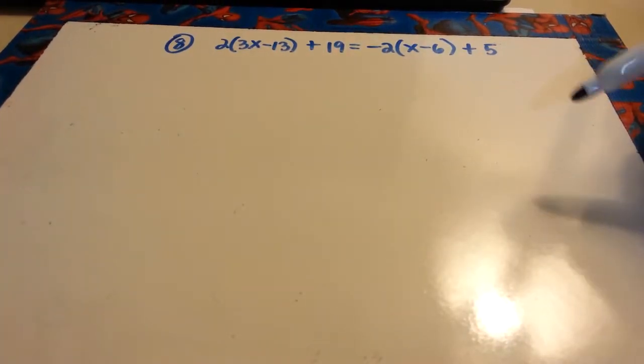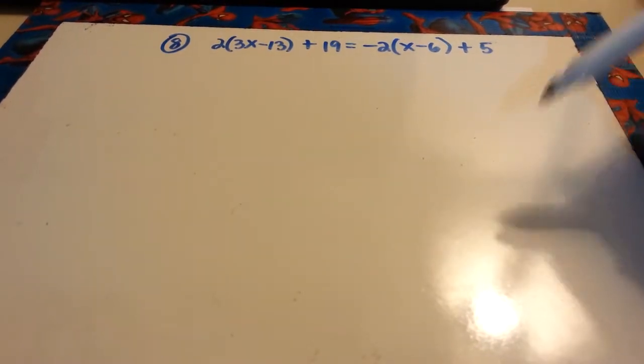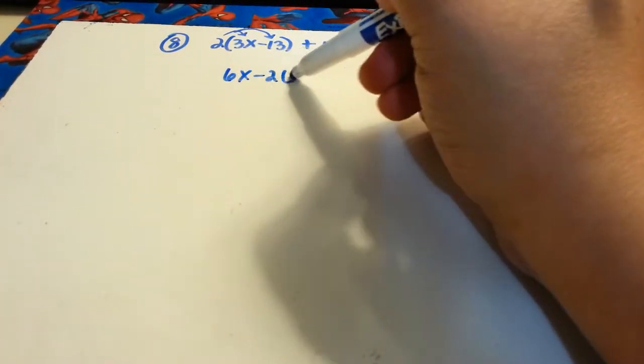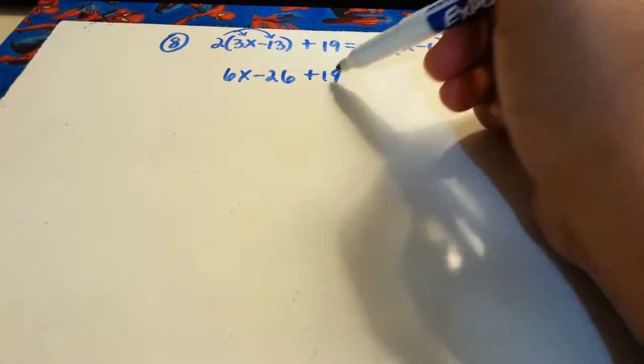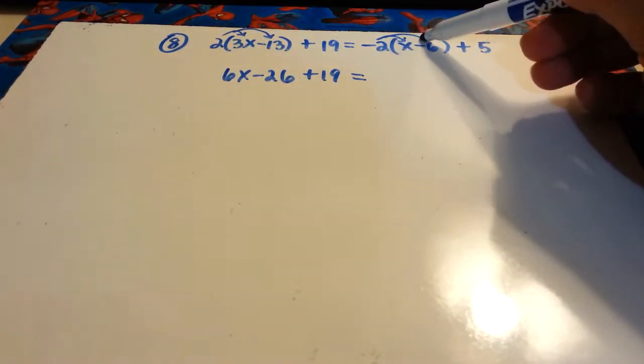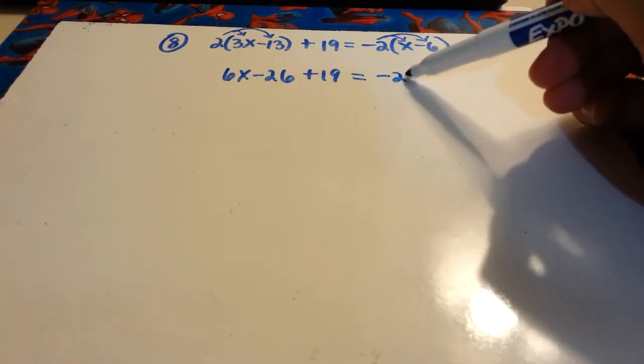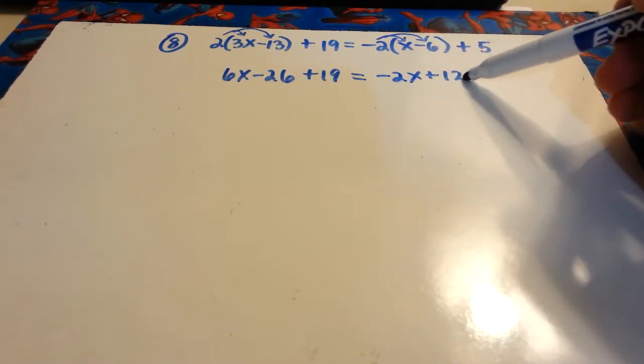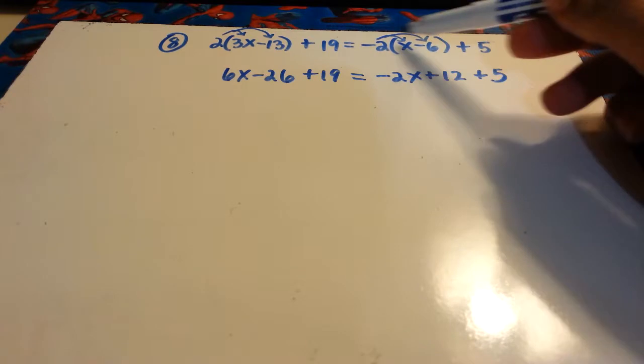Alright, in number 8, same type of problem. You have to solve the equation for x. So the first thing you have to do is distribute the 2. And we're going to get 6x minus 26 plus 19 equals, we got to distribute the negative 2. So we're going to get negative 2x plus 12 plus 5.